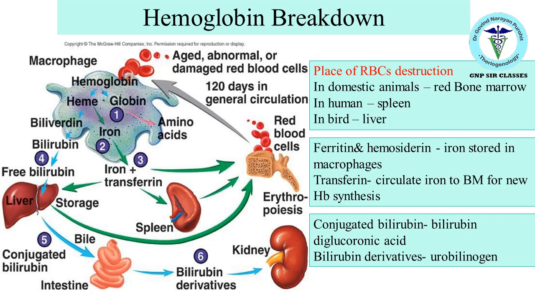Hemoglobin breakdown involves the destruction of red blood cells in the spleen and liver, leading to the release of hemoglobin, which is then broken down into heme and globin. Heme is further degraded into biliverdin and bilirubin, which are processed by the liver and excreted as bile pigments.